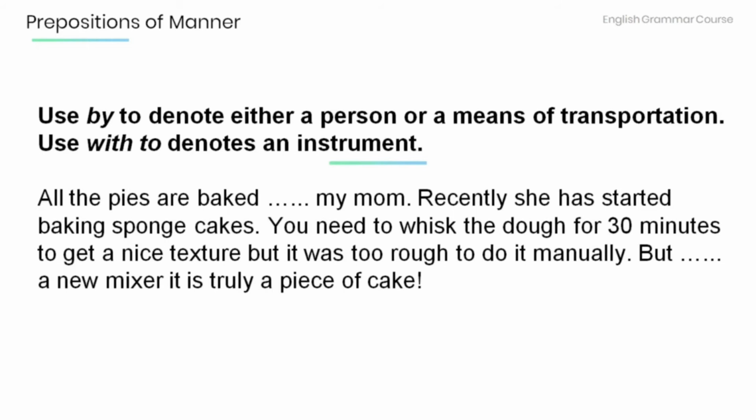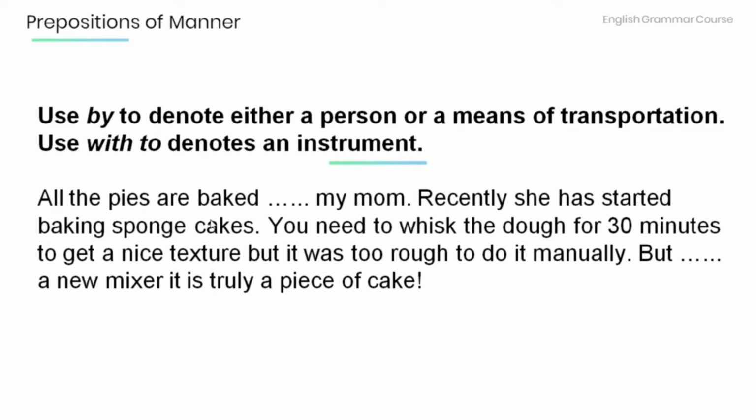Now, we use by to denote either a person or a means of transportation, and we use with to denote an instrument. Now, read the following sentences and fill in the blanks using the appropriate preposition of manner.